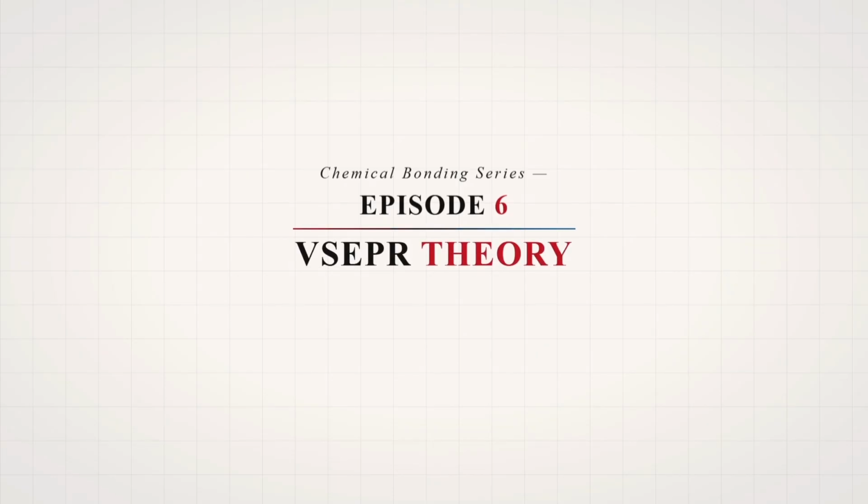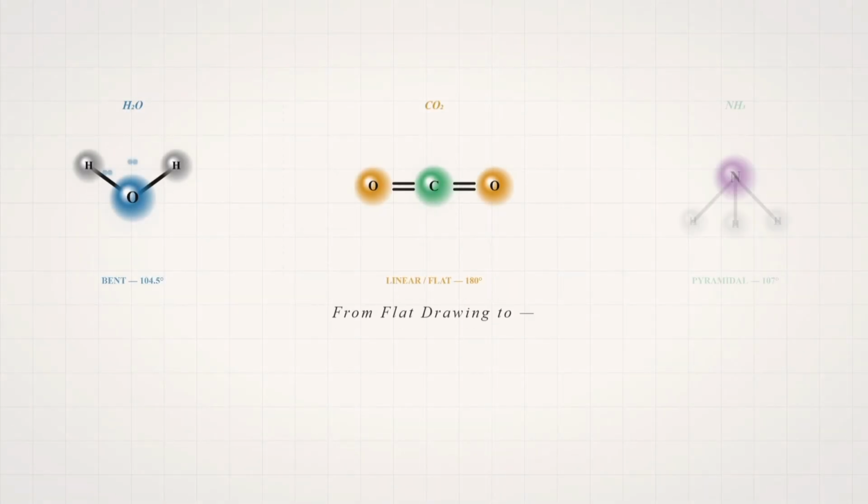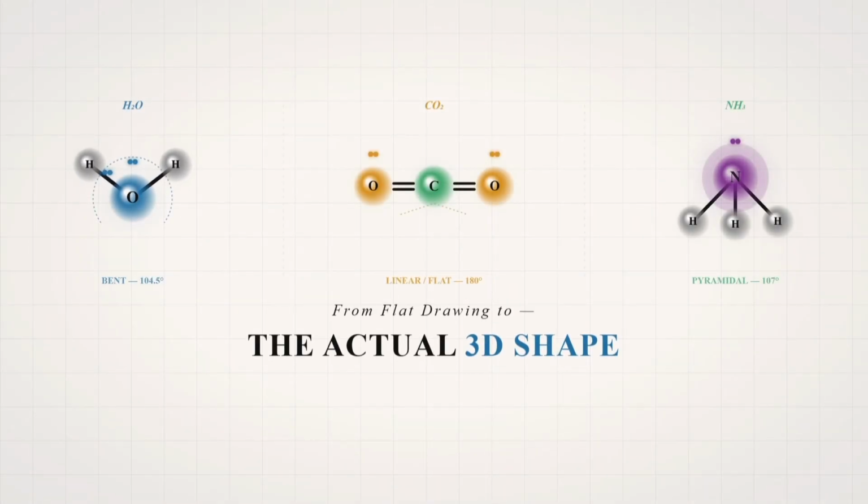In Episode 6, we will take Lewis structures one step further. We use them to predict the actual 3D shape of molecules using something called VSEPR theory, valence shell electron pair repulsion. Once you know the Lewis structure, you can predict whether a molecule is bent like water, flat like CO2, or pyramidal like ammonia.